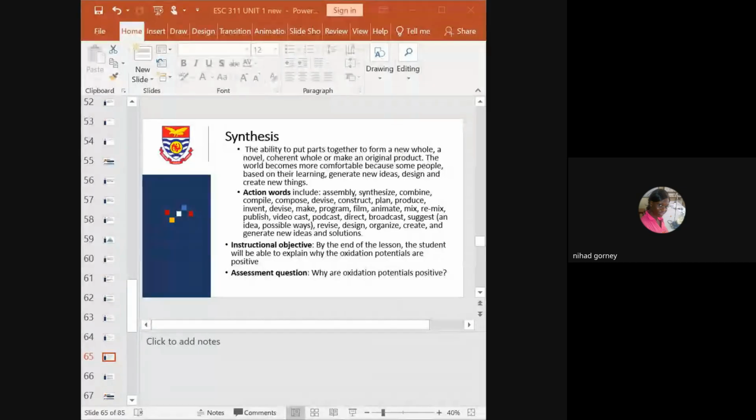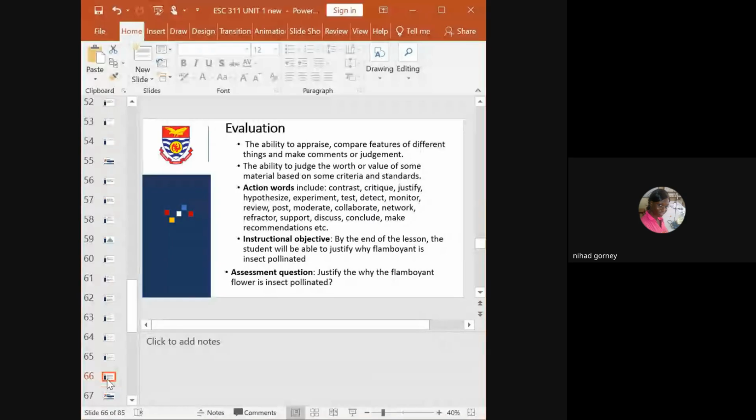Then the highest order in Bloom's taxonomy is evaluation, where we appraise and compare features to make judgments. Just as we know what evaluation in education means, to make judgment, evaluation here in Bloom's taxonomy means to make judgments about some features that we have seen. It's the highest order that we can assess when it comes to cognitive dimensions. So we can use contrast, moderate, support. We can even use discuss, but the type of word that follows discuss will tell us whether it's evaluation or just at the understanding level.